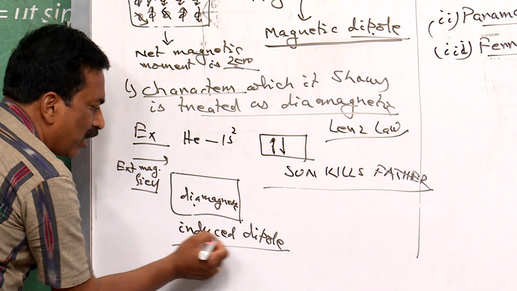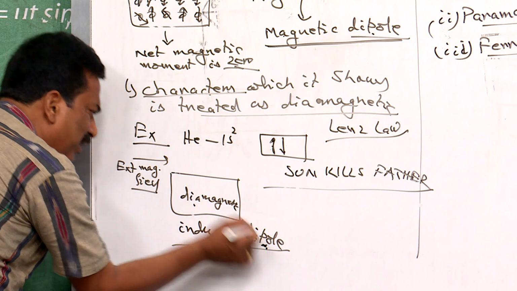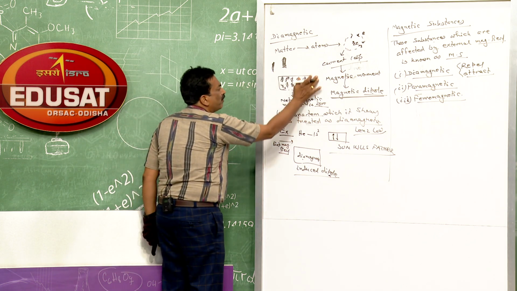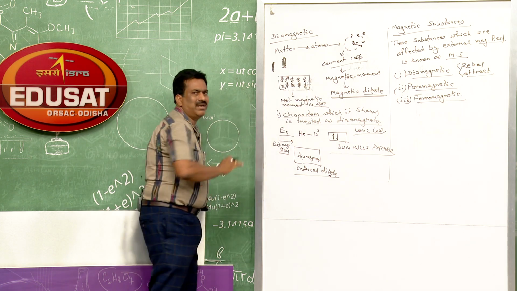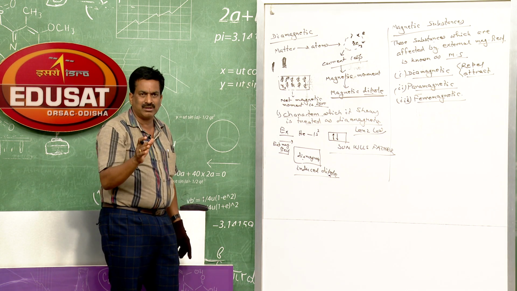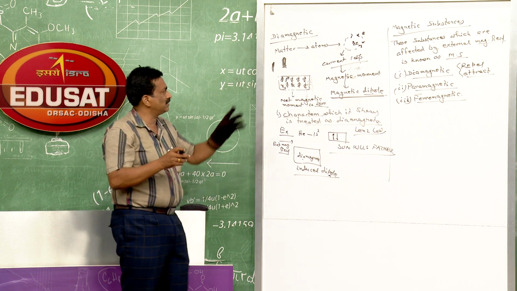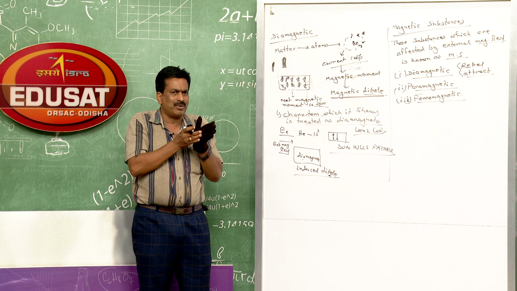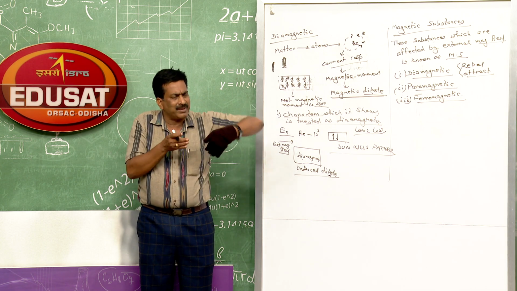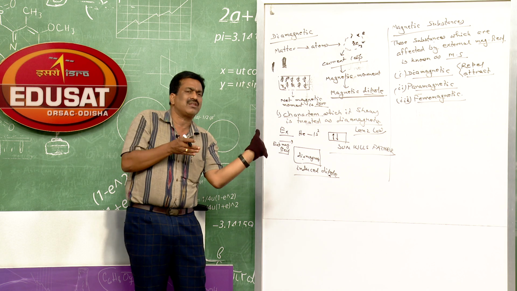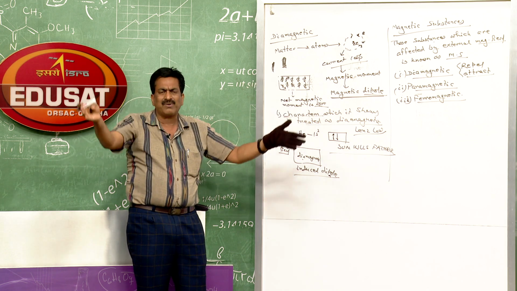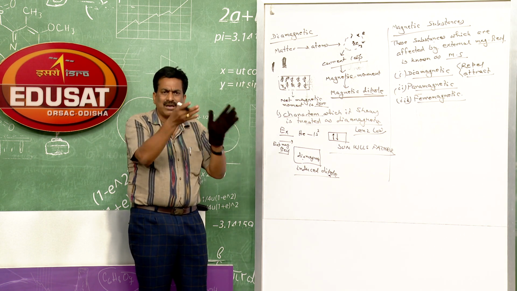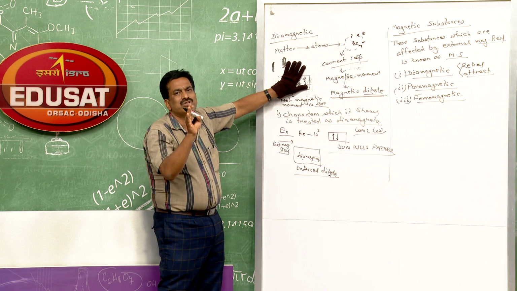Here the induced dipole is developed due to the application of the external magnetic field, because before that no dipole is present, as one neutralizes the other and they are in different directions. As I said, with a number of atoms, if one atom has a dipole moment in this direction, another may have it in the opposite direction. So the dipole moments cancel each other and the net dipole moment is 0.